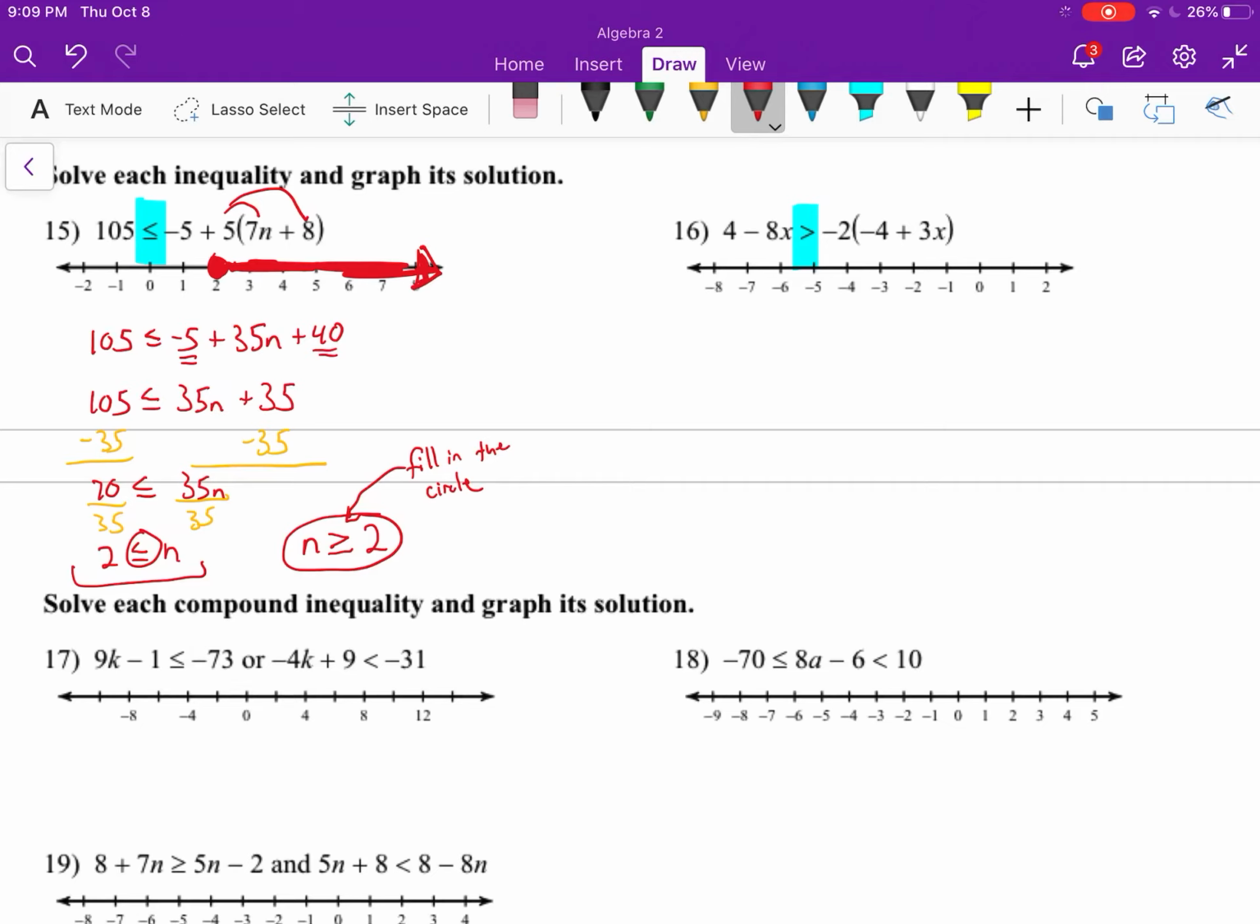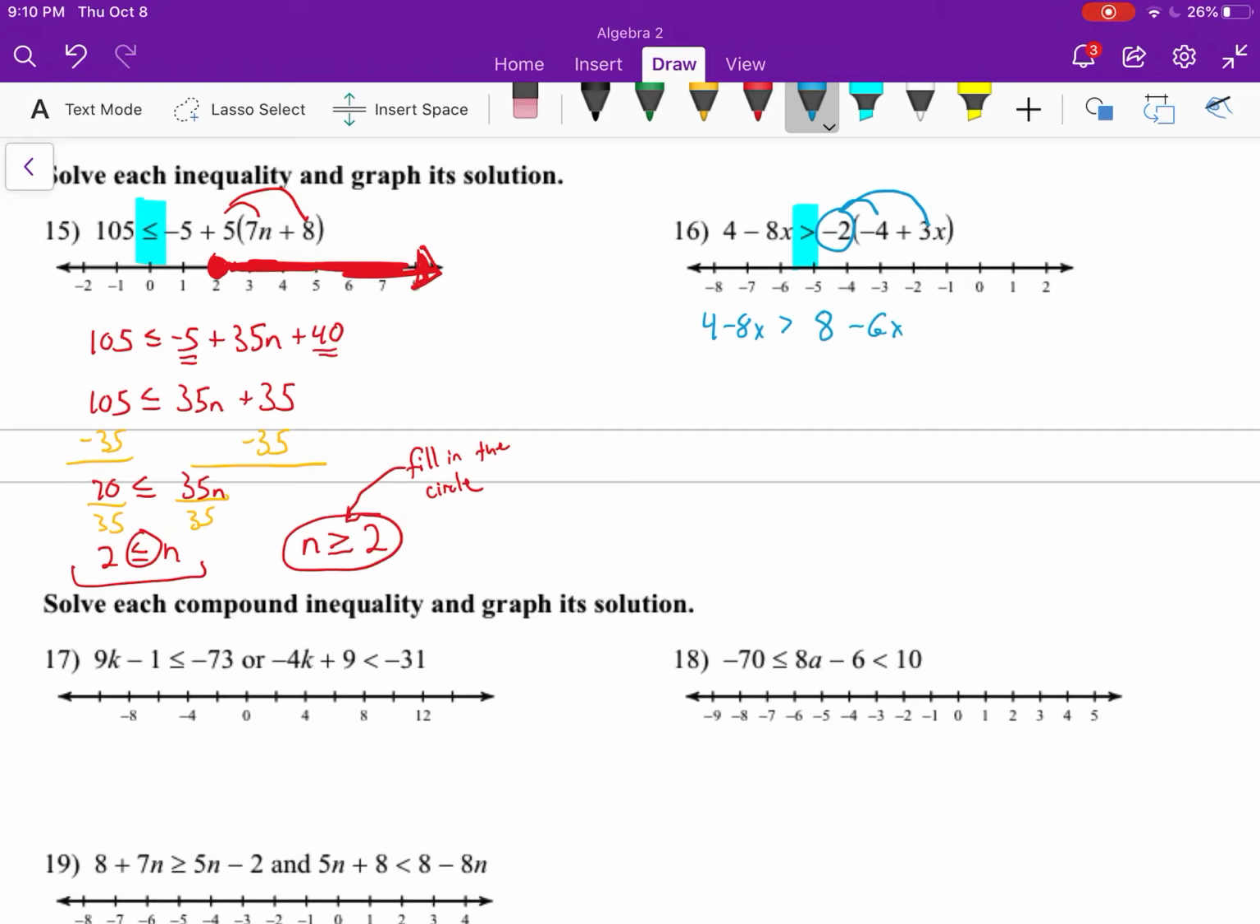Moving on to the next one. We want to simplify each side first. The left side can't be simplified, so we still just have 4 minus 8x is greater than. We can distribute. So negative 2 times negative 4 is 8. Negative 2 times 3 is negative 6x. Some people think, hey, we just multiplied by a negative, but remember the rule is you have to multiply both sides by that negative. So it's when you're trying to solve for x.